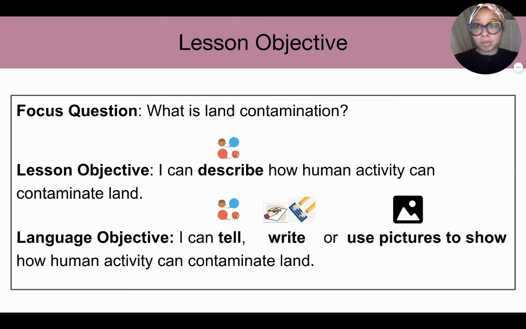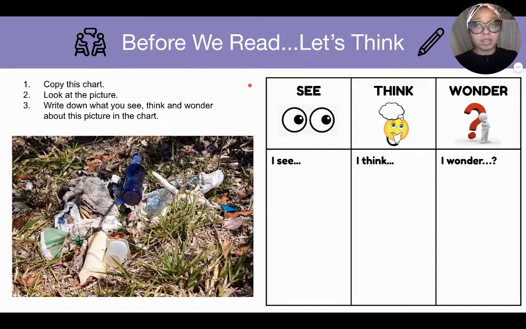So here is the focus question. What is land contamination? Here is a lesson objective that your teacher has already gone over with you. I can describe how human activity can contaminate land. Here's your language objective. I can tell, write or type, or use pictures to show how human activity can contaminate land. So let's think before we read.